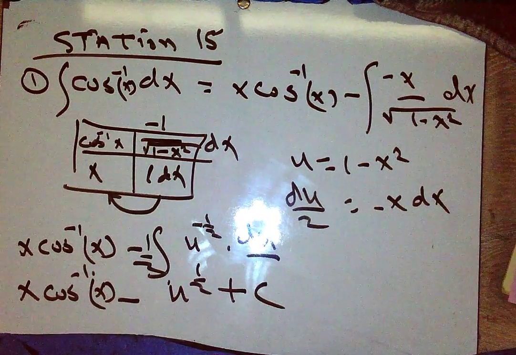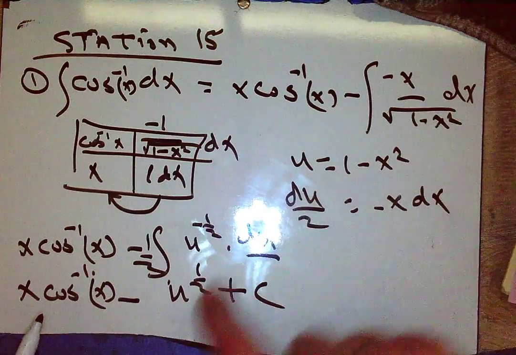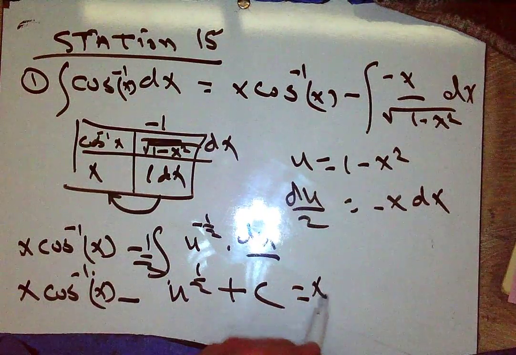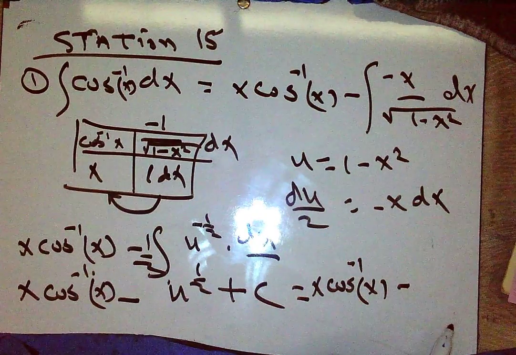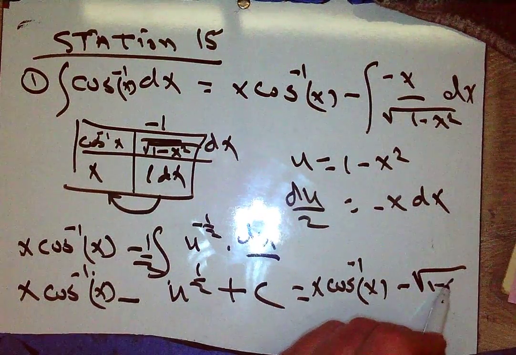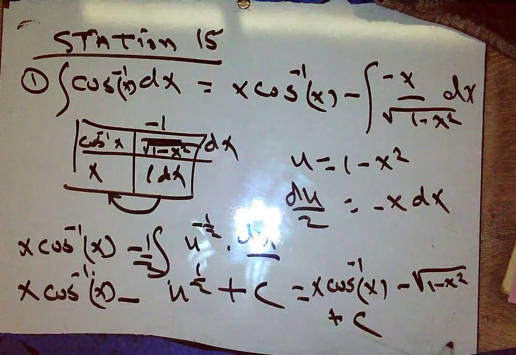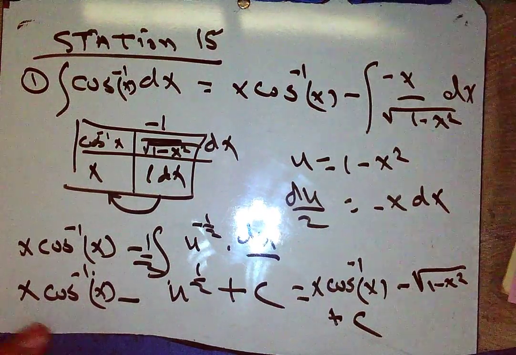And don't forget the plus c. And don't forget to replace your u back, right? So x cosine inverse x minus square root of 1 minus x squared plus c. Great. There's number 1.